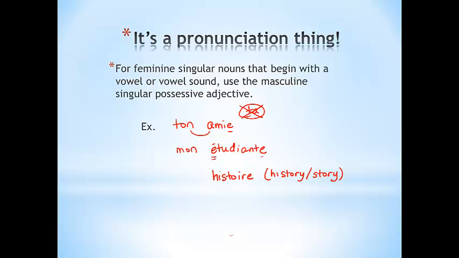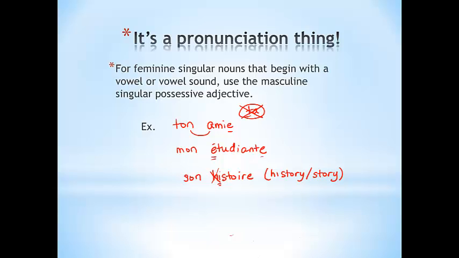Okay? All right? So we know that in French, you don't hear that H. You just hear that I. Histoire. Okay? So we need to use the masculine singular possessive adjective, even though we're saying her story. And it's going to be son histoire. Okay? All right, so that's all there is to possessive adjectives.